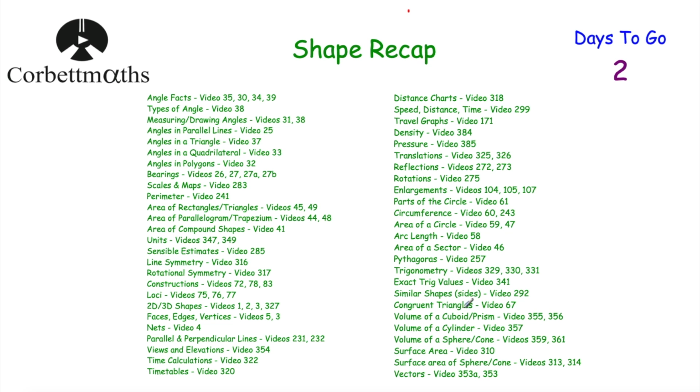Volume of a cuboid, length times width times height, and the volume of a prism, which is the area of the cross section, times the length. The volume of a cylinder, the area of the circle, times the length. The volume of a sphere and the volume of a cone, those formulae are given to you in the front, so make sure you know where they are and you can use them. And same thing for the surface area of a sphere and a cone.